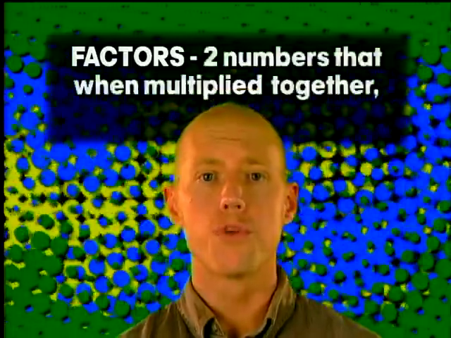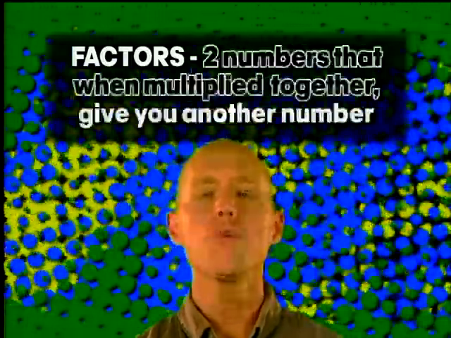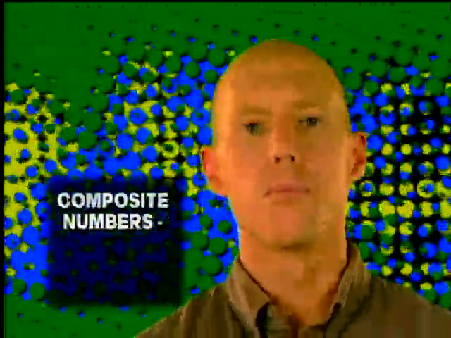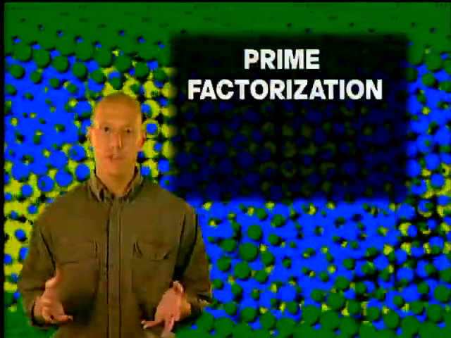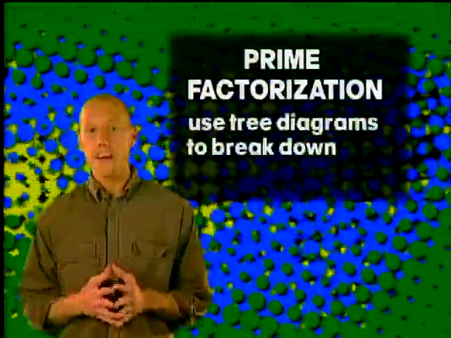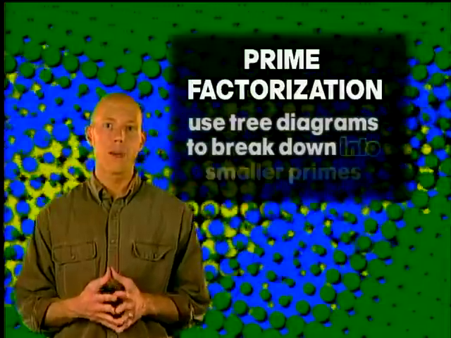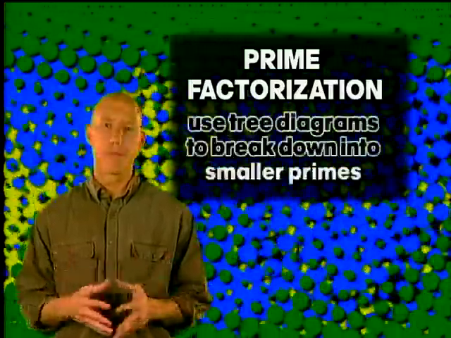Factors are two numbers that, when multiplied together, give you another number. A composite number has more than 2 factors, while a prime number has only 2 factors, 1 and itself. When we look for the prime factorization of numbers, we can use tree diagrams to break a composite number down into the product of smaller prime numbers.